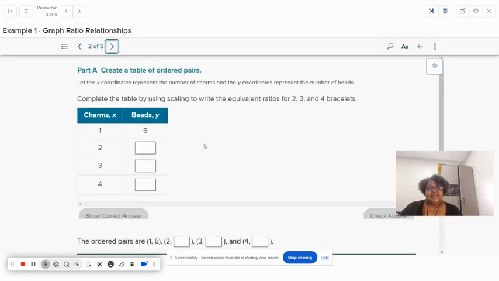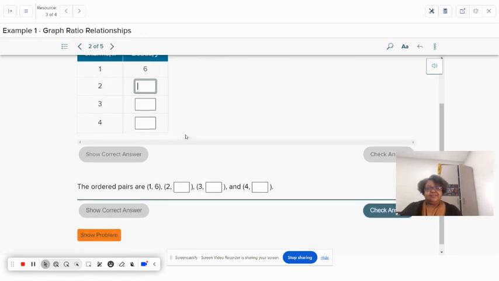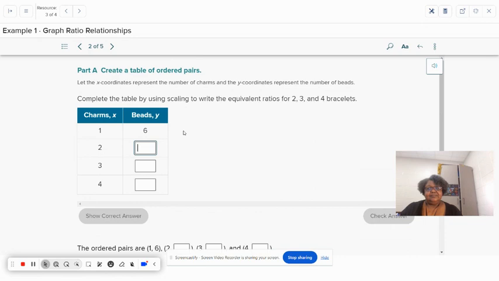Okay, so let's look at it. So we know for 6 beads, there's 1 charm. So for 1 charm, there's 6 beads. For 2 charms, what do you think that's going to be? If the ratio stays the same. So this is 1 times 2, then this is 6 times 2, so it should be 12. You can pause the video at any time and work this and then check your answers against mine.